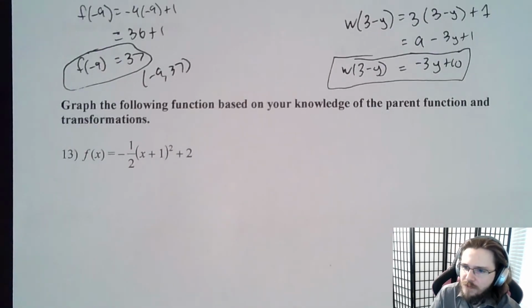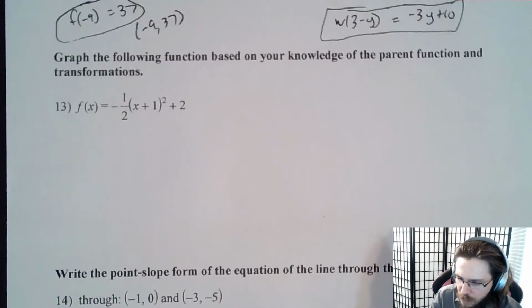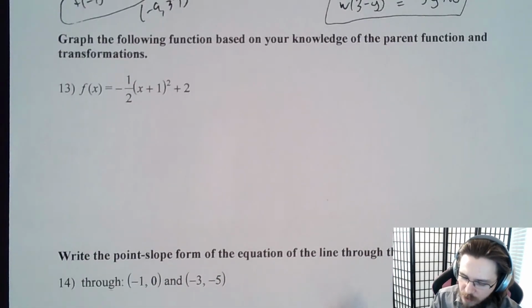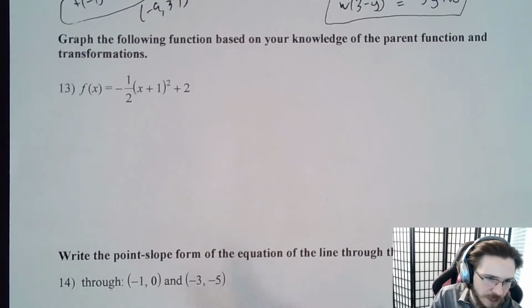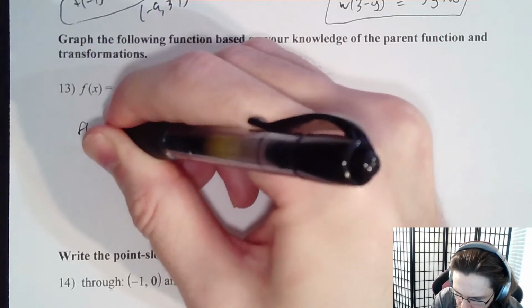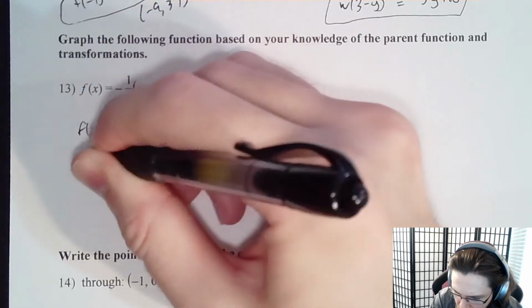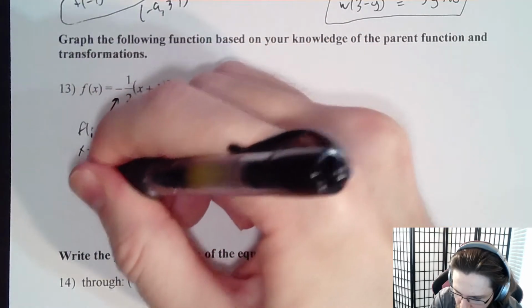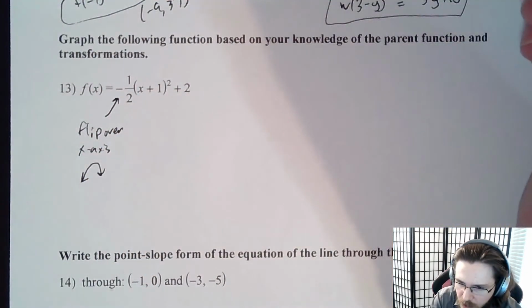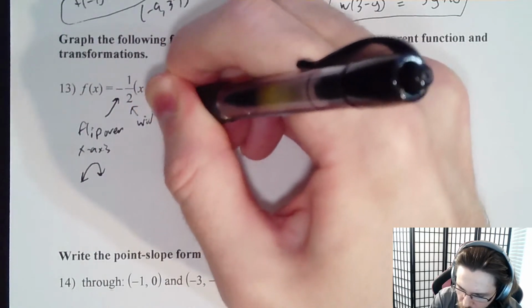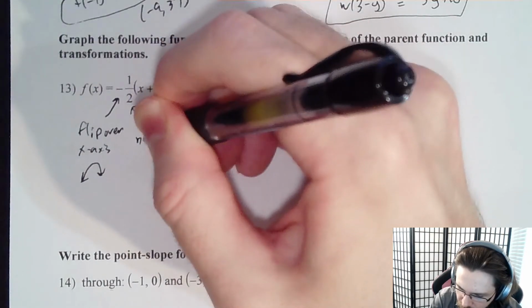Number 13, graph the following function based on your knowledge of parent function and transformations. Only put one of these on here. We're going to be doing a lot more parabolas in the near future anyways, but it's a good idea just to remind all the stuff that happens. So negative sign out front, that is a flip over the x-axis. That makes it a frowny face parabola. Going back, that 1/2 there is going to make it wider than normal. Wider by factor of 2.